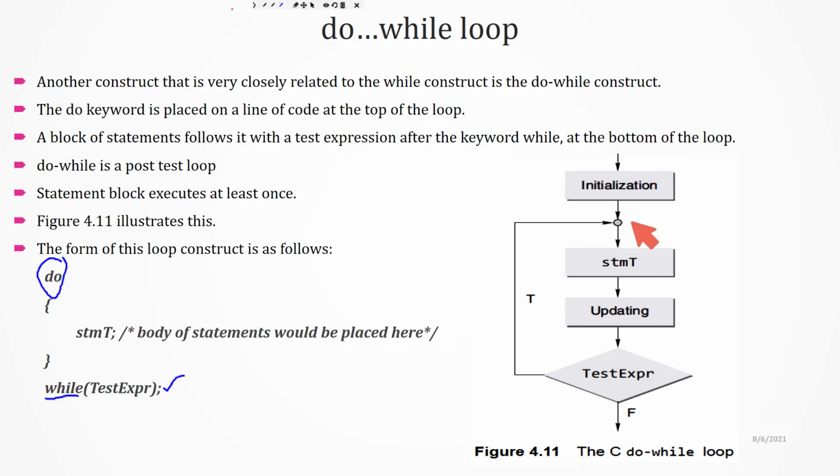So this is the equivalent flowchart for the do while loop. We already studied initialization and updating. Here also there will be an initialization step. Then the statements will be executed. Then there will be an updating statement. After that, the condition will be tested. If the condition is true, the statement will be executed again. Updating of the control variable will happen. Again the test expression will be evaluated. If it is true, the statement and updating will continue executing.